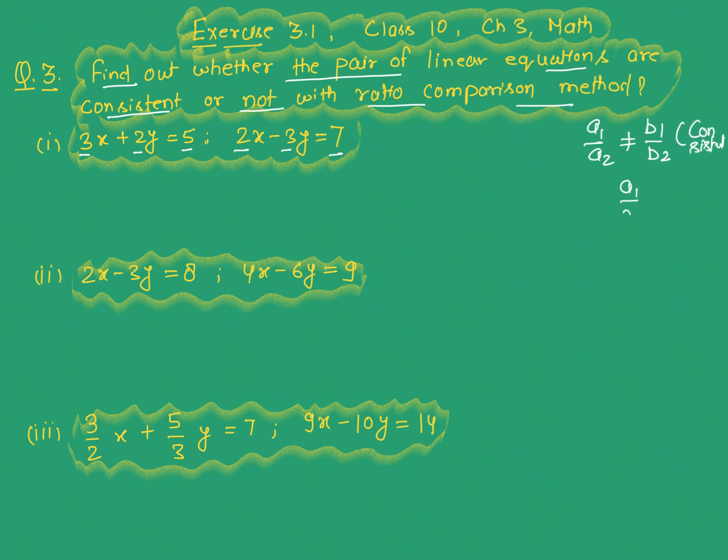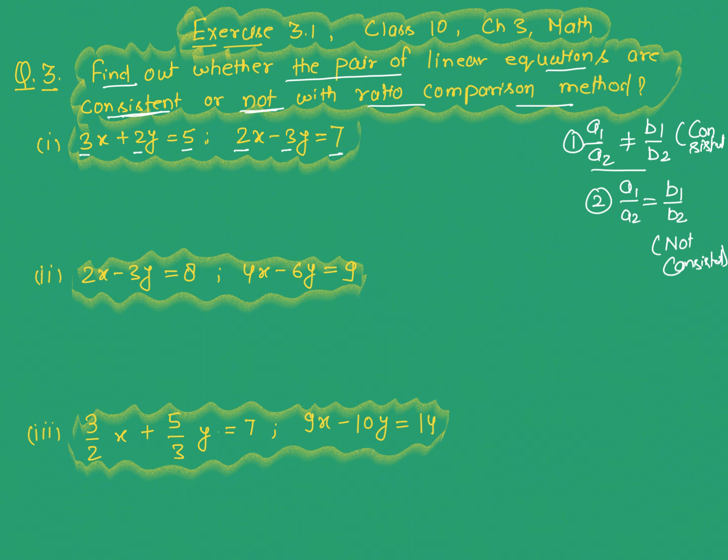In case A1 upon A2 equals B1 upon B2, then it won't be consistent. Okay, this is very simple for us because we do not need to find if these equations are going to be coincidental or parallel. We just need to find out if these are going to be consistent or not consistent, right? So there is a slight modification in the approach. We just find out these two ratios and we'll write our answers.